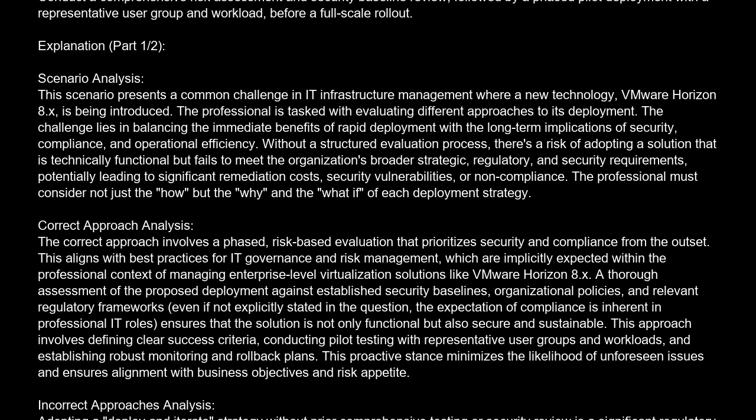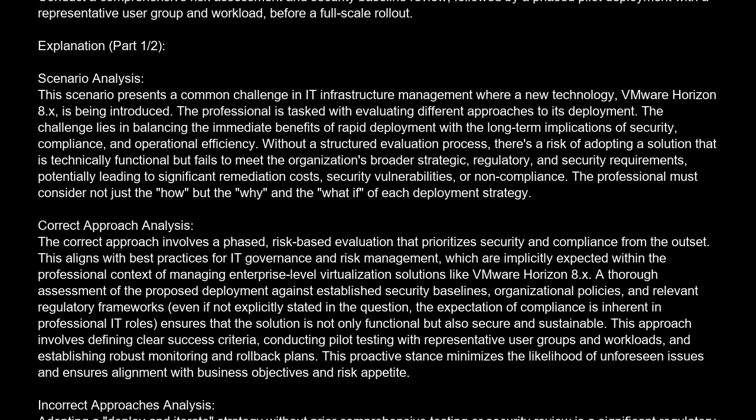A thorough assessment of the proposed deployment against established security baselines, organizational policies, and relevant regulatory frameworks, even if not explicitly stated in the question. The expectation of compliance is inherent in professional IT roles, ensures that the solution is not only functional but also secure and sustainable.